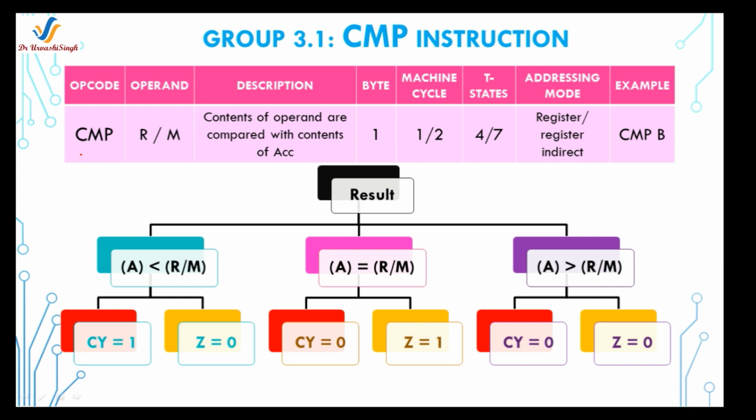So comparison can be performed between any two numbers. First number is the accumulator content, which is the default operand for all comparison operation. And second number can be any general purpose register or the memory location contents or any 8-bit data whichever given in the instruction. So while comparing, the subtraction operation is performed.